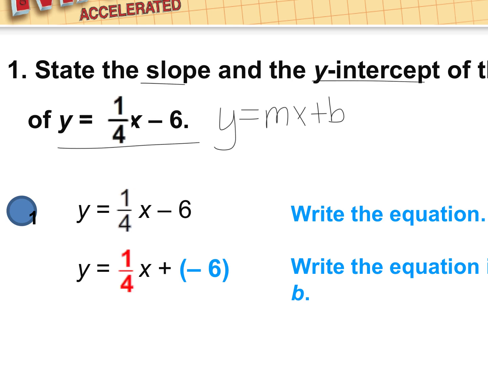From this equation right here, what's my slope? 1/4, how did you get that? That's where the m is, right? What's our y-intercept or our b? Why do you say -6, Tyler? Right, because subtraction also serves as negative. Okay, that's all it wants you to do on that problem. State the slope and the y-intercept.